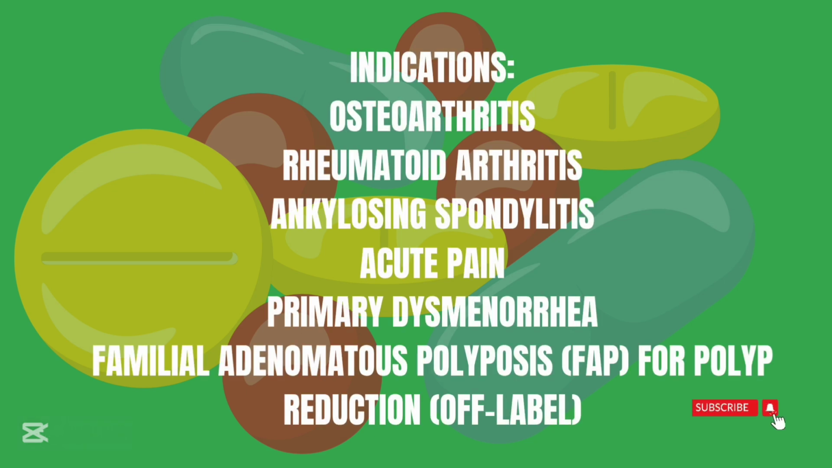potentially decreasing gastrointestinal side effects. Indications: Celecoxib is used in the management of osteoarthritis, rheumatoid arthritis, ankylosing spondylitis, acute pain, primary dysmenorrhea, and familial adenomatous polyposis, that's FAP, for polyp reduction, which is an off-label use.